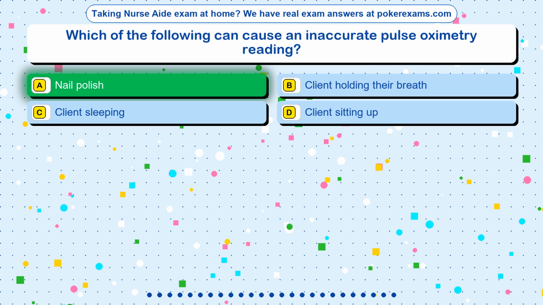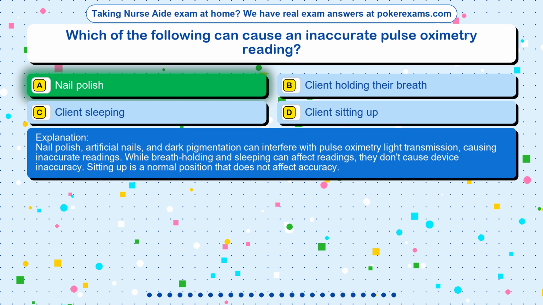The correct answer is option A, nail polish. Nail polish, artificial nails, and dark pigmentation can interfere with pulse oximetry light transmission, causing inaccurate readings. While breath holding and sleeping can affect readings, they don't cause device inaccuracy. Sitting up is a normal position that does not affect accuracy.